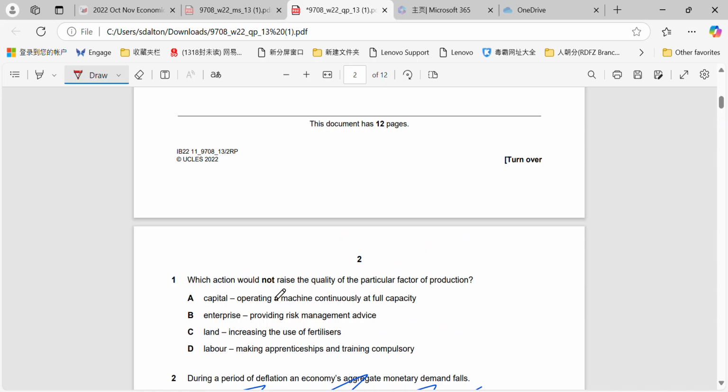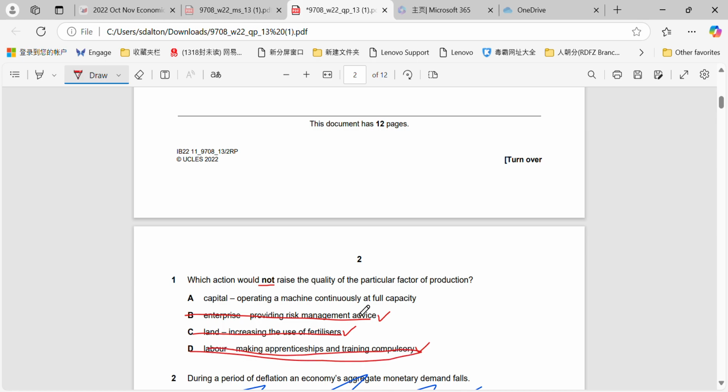Finally, which action would not raise the quality of the particular factor of production? Labour, making apprenticeships and training compulsory, that definitely would raise the quality of labour. If we use fertilisers on land, that also would raise the quality of land. And if we use risk management advice for enterprise, that would definitely raise the quality of enterprise. So that only leaves us with A.